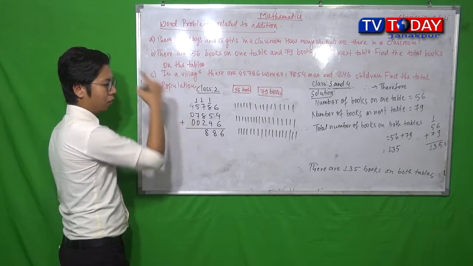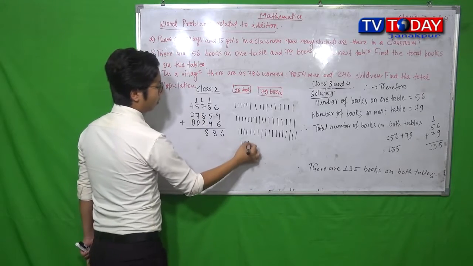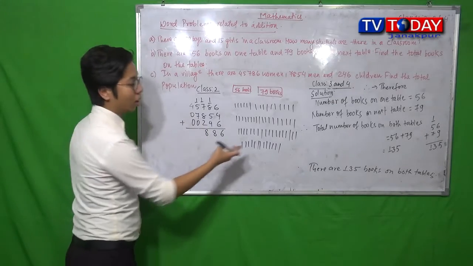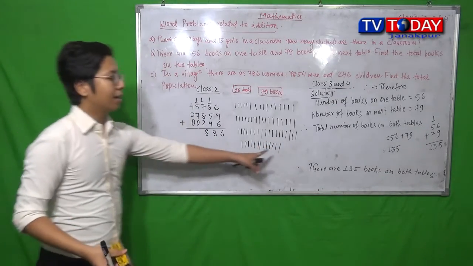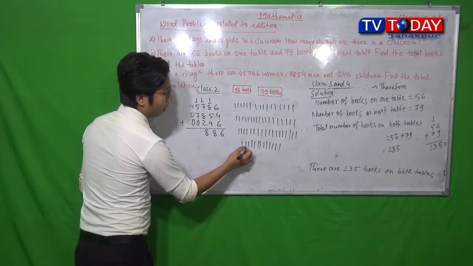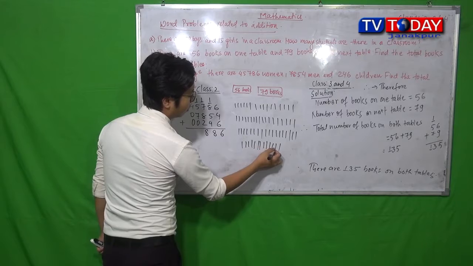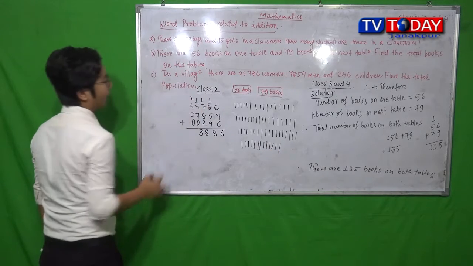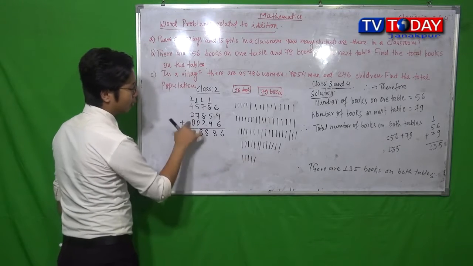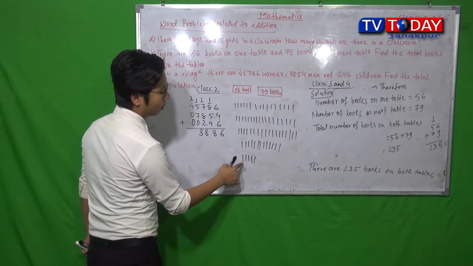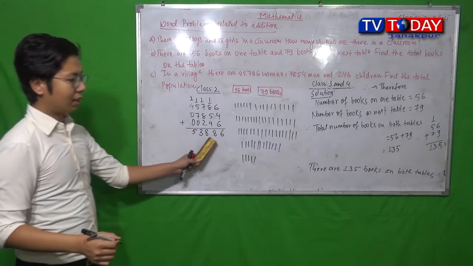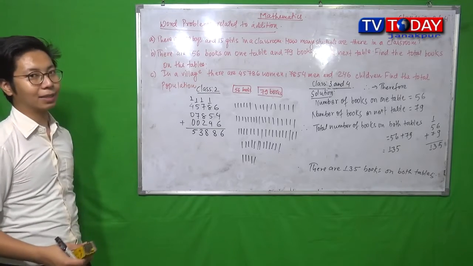Now you have to add all these four numbers. 5 sticks here and 7 sticks here. 0 means nothing, so you don't have to draw any stick right here. 0 means nothing, so leave it. Count all these sticks. 13. 13, 3, carry over 1. And you will get 1 stick here and 4. 0 means nothing. How much will you get? 5. So 53,886 is the total population of that village. Understand?